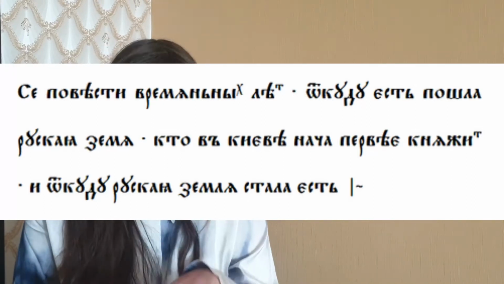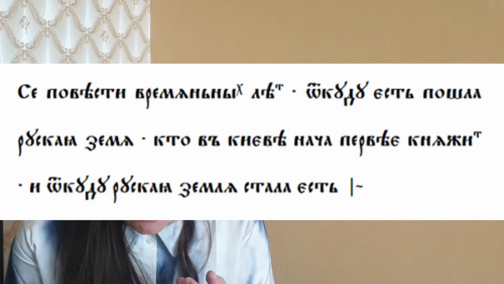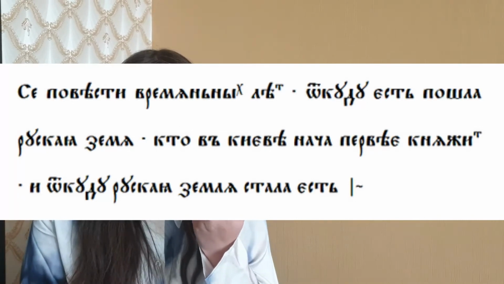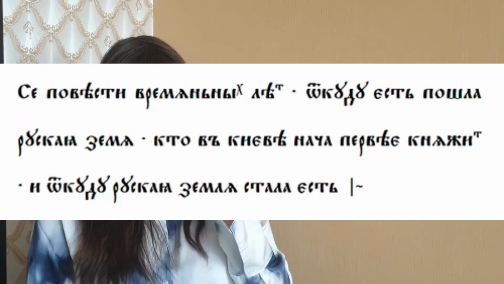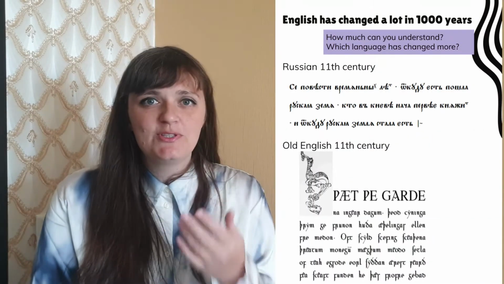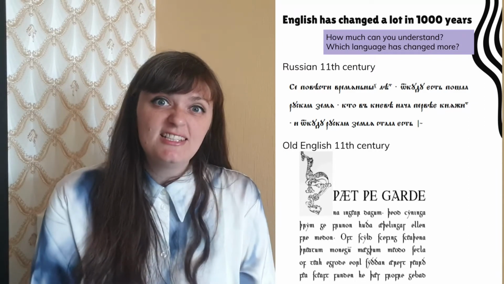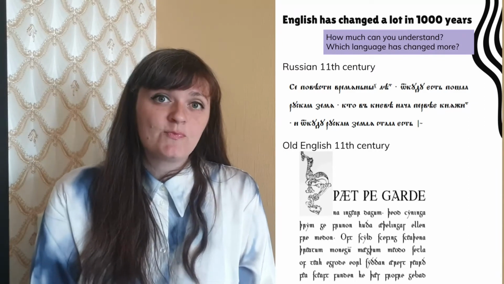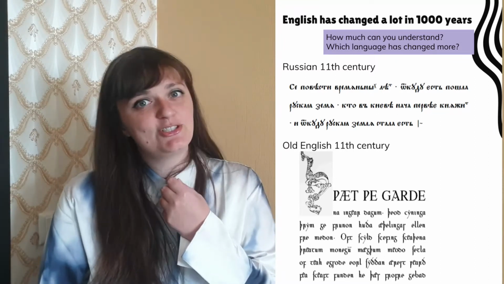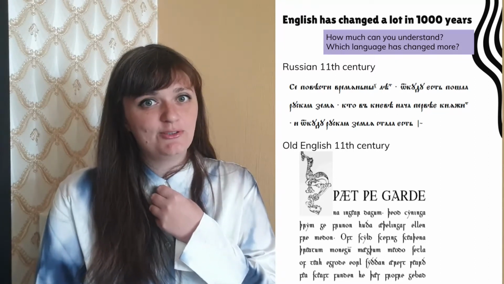There are a number of words which I can read, for example, jest and poszła and zemlya and Kiev. So this Russian language, more or less, you as a modern Russian speaker, you can understand it and even read it. Whereas on the other hand, we can look at an example of English from 1,000 years ago.